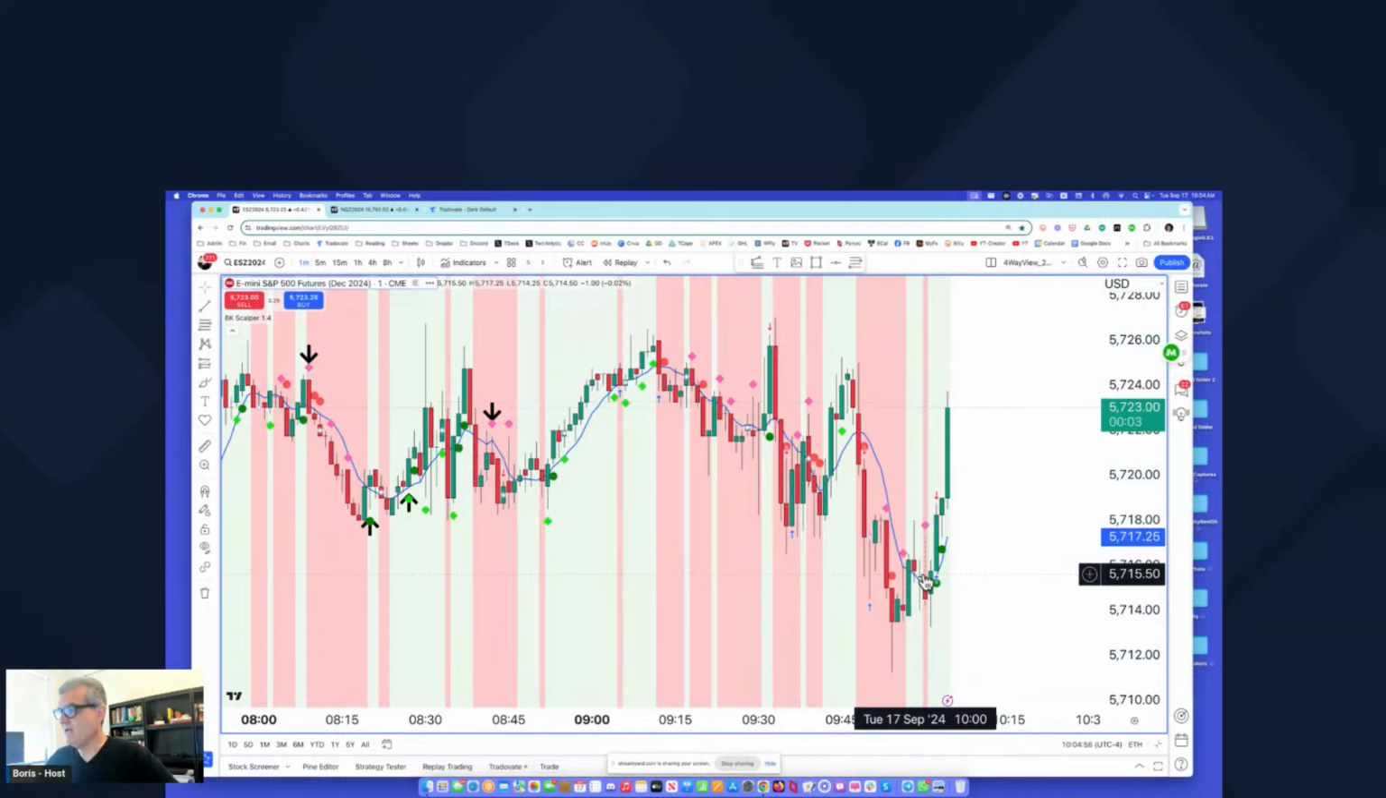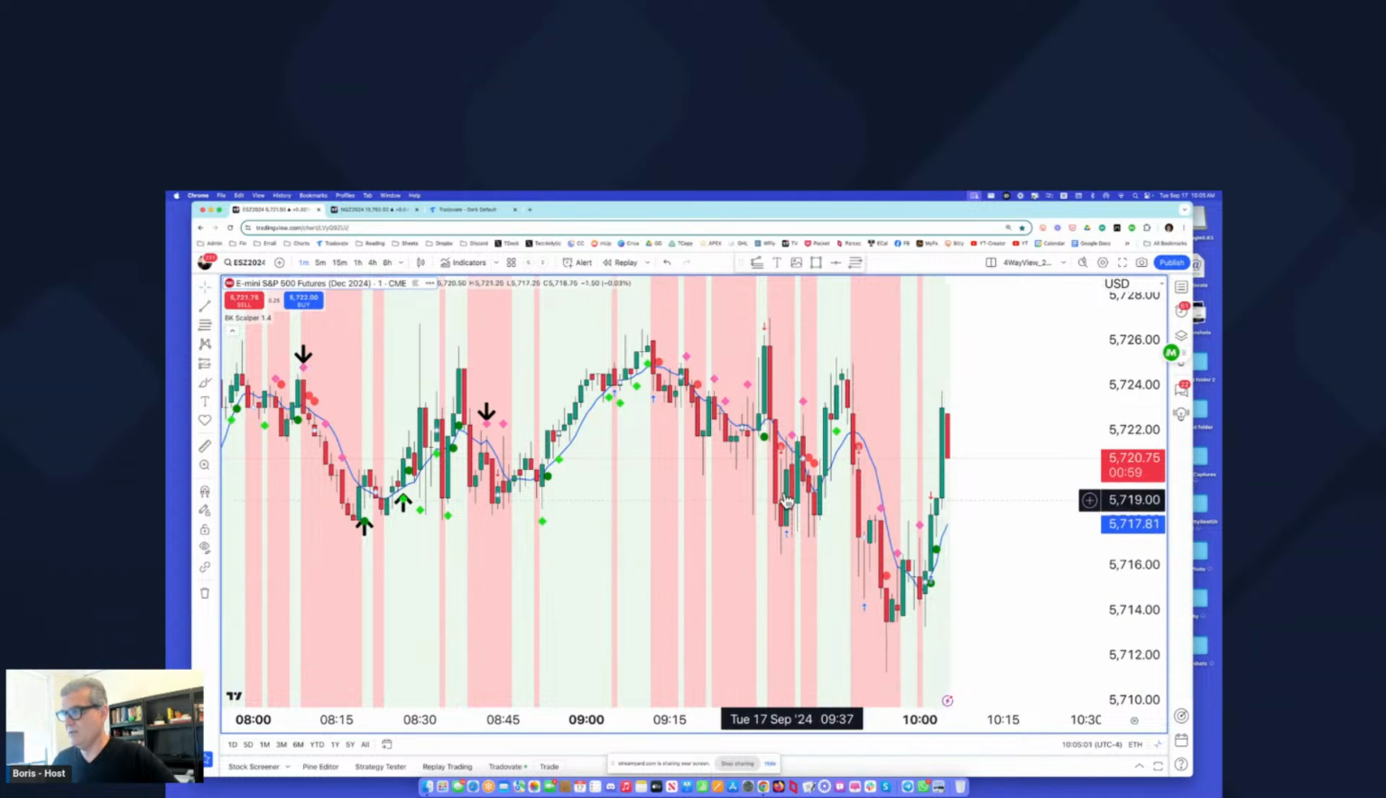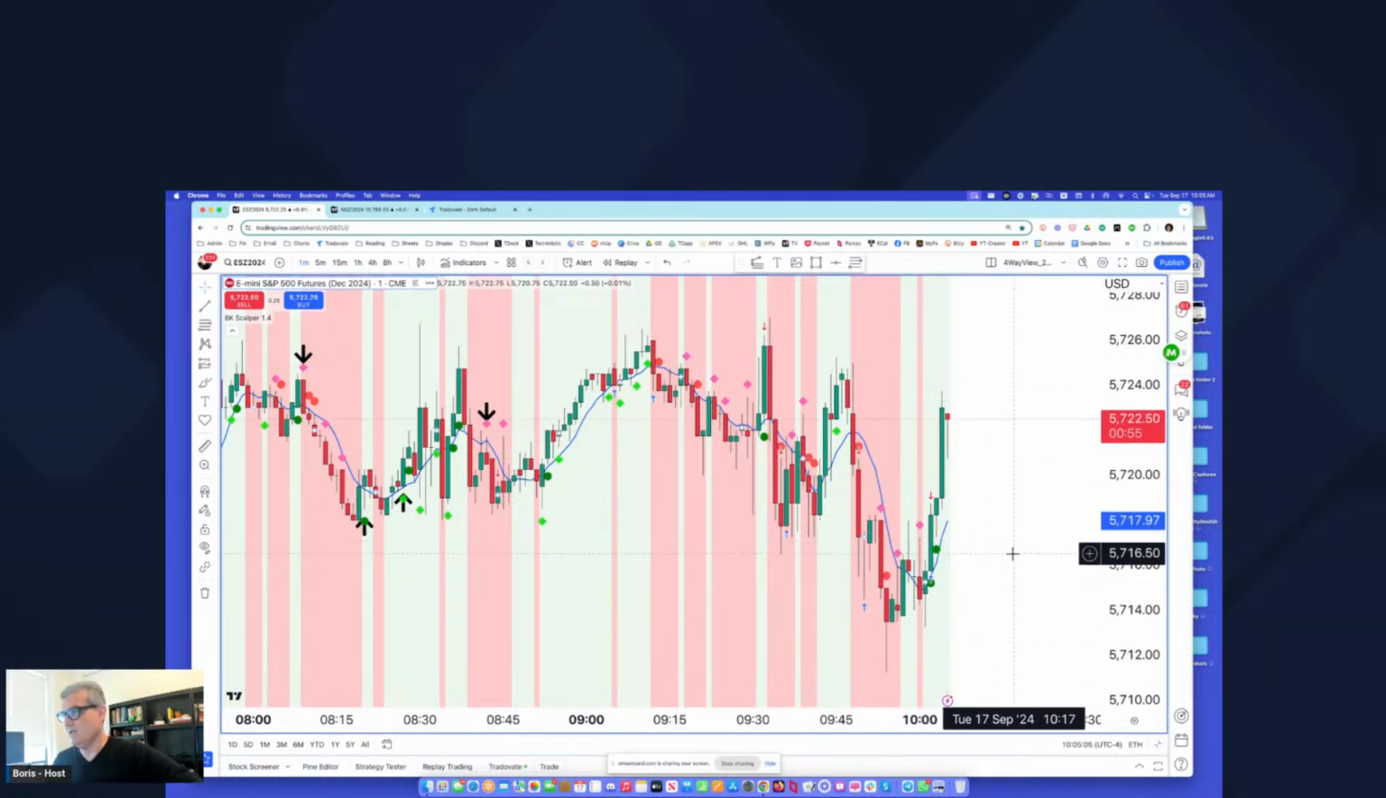So now it popped really nice. Popping to the top of the range, trying to make itself into a longer term green trade.